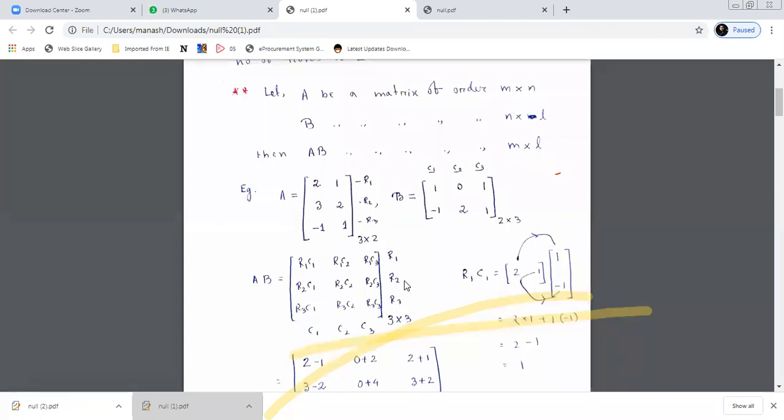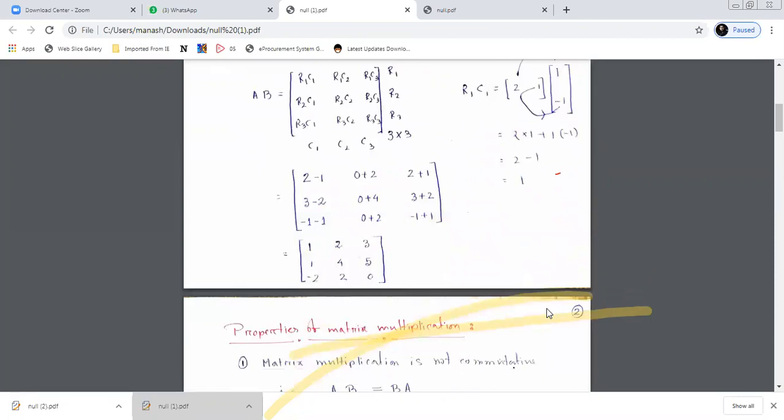3 by 3 means how many rows are there? 3 rows: row 1, row 2 and row 3. And how many columns? Also 3 columns: column 1, column 2 and column 3. So the first element will be row 1, column 1, second row 1, column 2, third row 1, column 3. Next, row 2, column 1. We proceed in this way: row 2, column 2, row 2, column 3. Again row 3, column 1, row 3, column 2, and row 3, column 3. Clear?